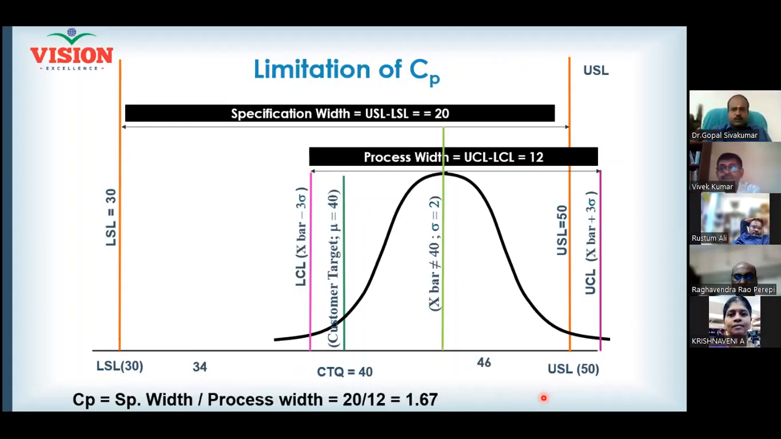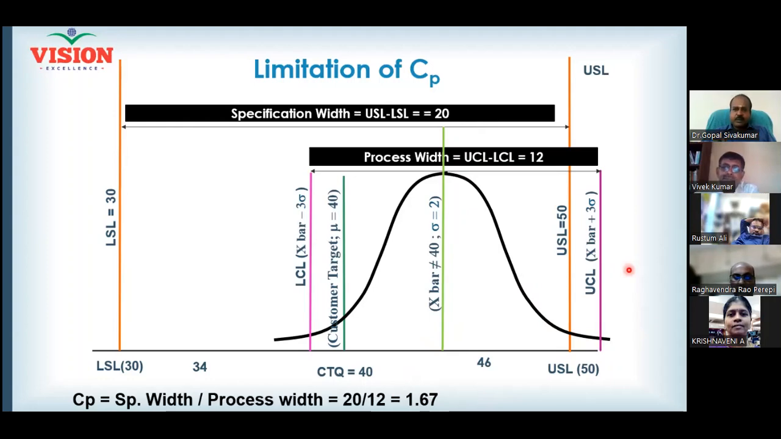Though CP equal to 1 means the process is just capable, the industry requirement is minimum 1.33 for non-critical process and 1.67 for critical process. And see here, the process is shifted. You are calculating CP. Look at the CP value. CP means USL minus LSL by 6 sigma, isn't it? Yes, sir. Look at the answer, 1.67. Does it mean your process is capable? No. Though CP is 1.67, our control limit has gone beyond specification. There are rejections happening here.